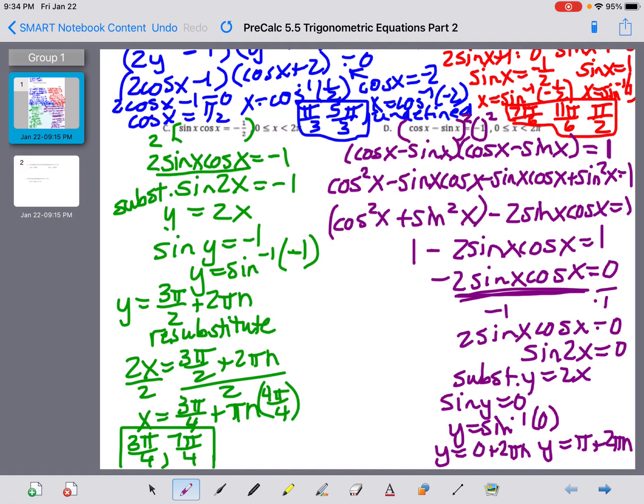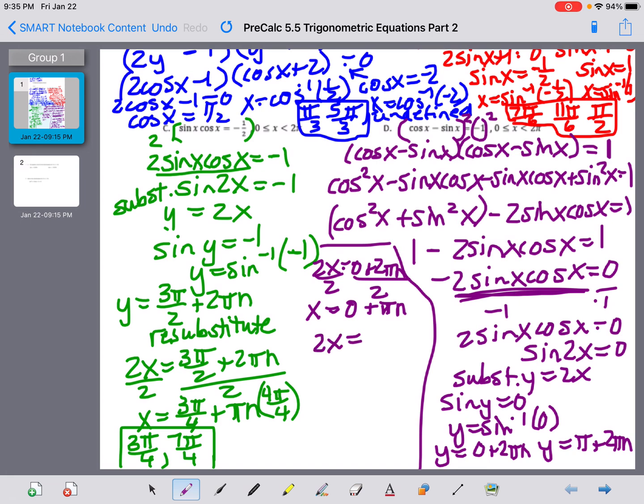Okay, now I need to resubstitute. Thankfully, I have a little room over here. I'm plugging back in for y, 2x. So I get 2x equals 0 plus 2 pi n. Divide by 2. x is going to be 0 plus pi n. Okay? And then let me do the other one, and then we'll go through at the end and get all of them. So I had 2x equals pi plus 2 pi n. Divide by 2, and x is going to be pi over 2 plus pi n.